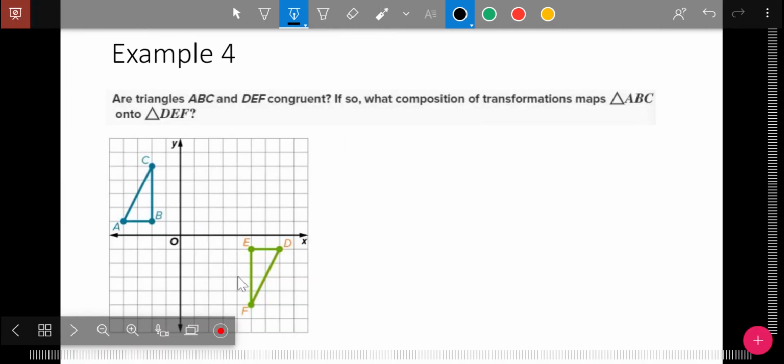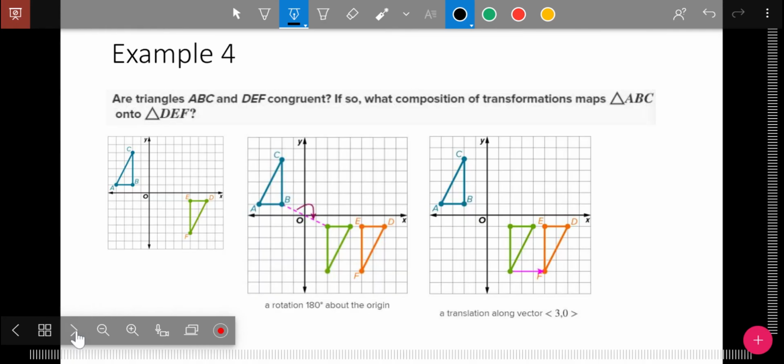The last kind of problem we're going to have is just, are they congruent? Well, yes, they are congruent. Count the sides. What composition of transformations maps ABC onto DEF? So how did ABC get from here to here? You could think of it as flipping, you could think of it as turning, you could think of it as sliding, but how did it get here? It can't just slide there. I had to do multiple things. And so this is what I thought.